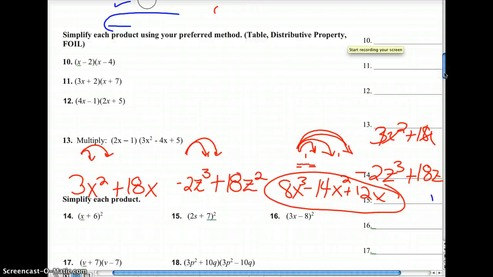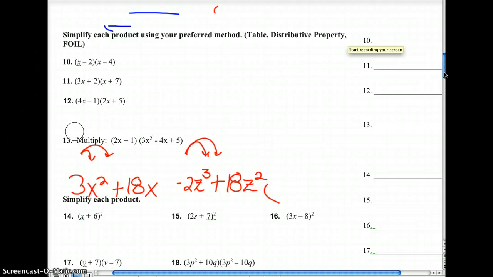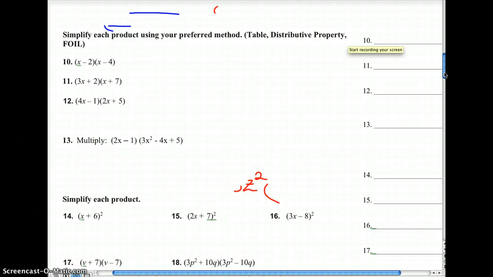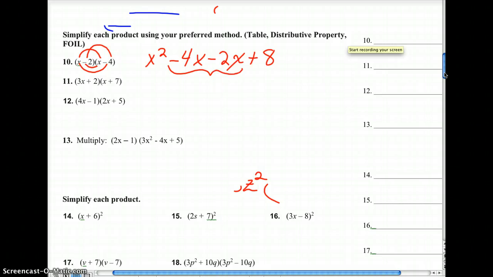Next, I was FOILing on the next. FOIL is first, outside, inside, last. So I'm going to FOIL these. Firsts will give me x times x is x squared. Outside, when I multiply them, gives me minus 4x. Inside, when I multiply them, gives me a minus 2x. And my last, a negative times a negative, gives me a positive. I then combine these two, leaving me x squared. Negative 4 down 2 gives me minus 6 plus 8.